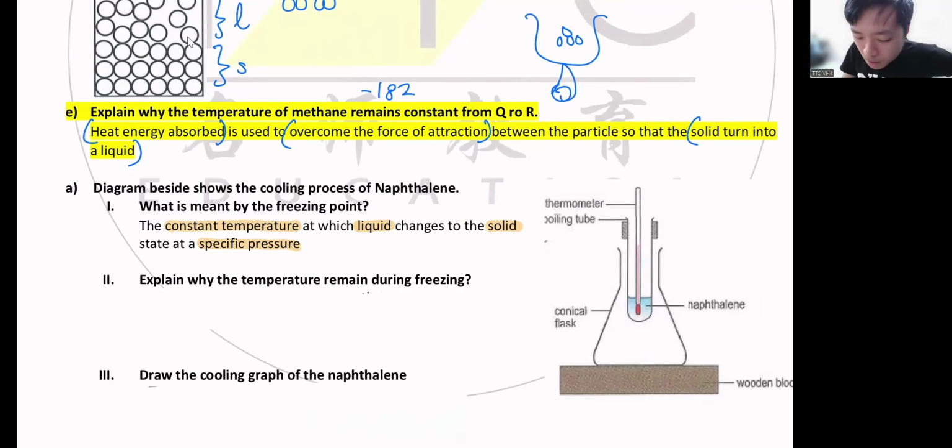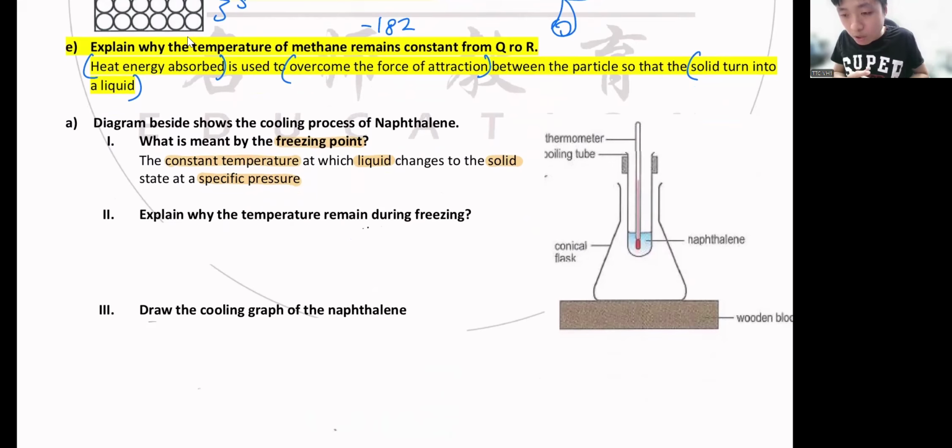They might ask other than freezing point, sometimes they might ask melting point. You just change the answer, change from solid to liquid. If they ask boiling point, then you change to liquid to gas. But the answer scheme is around the same. Okay, you have to write the keyword. Explain why the temperature remains constant during freezing.